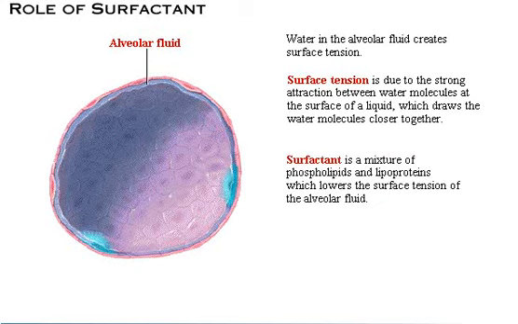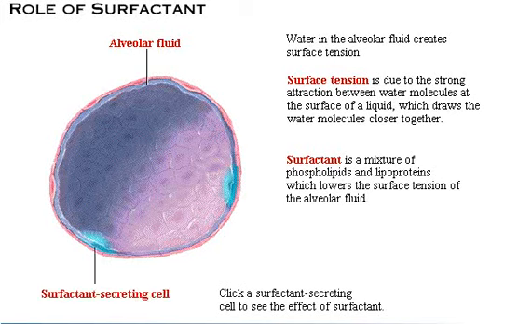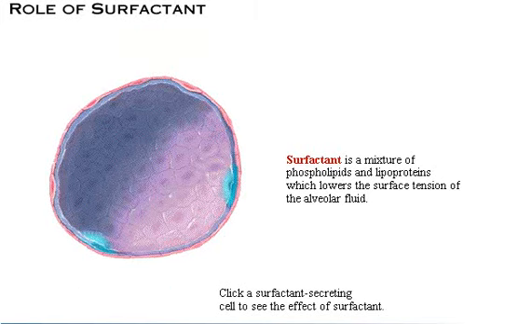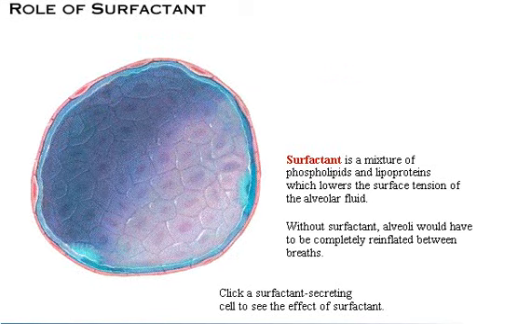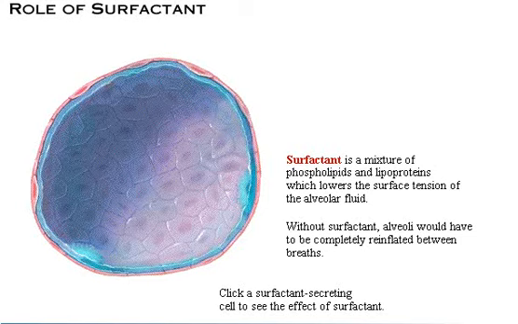Surfactant, which is a mixture of phospholipids and lipoproteins, lowers the surface tension of the fluid by interfering with the attraction between the water molecules, preventing alveolar collapse. Click a surfactant-secreting cell to see the effect of surfactant. Without surfactant, alveoli would have to be completely reinflated between breaths, which would take an enormous amount of energy.